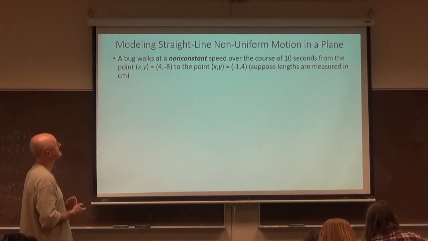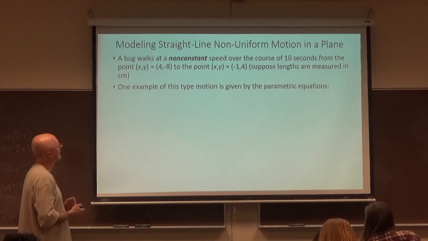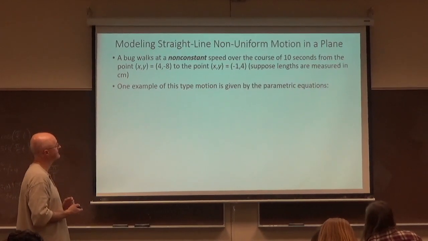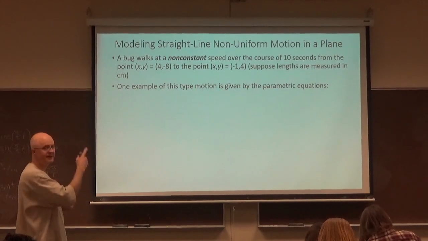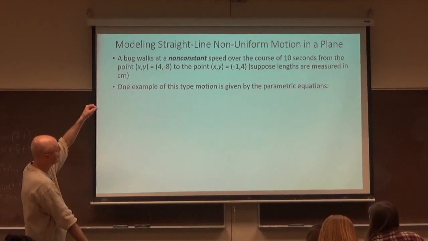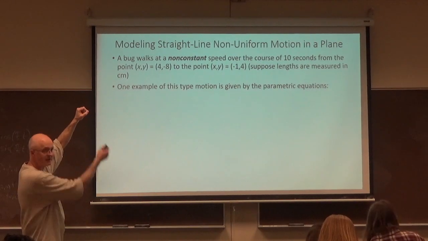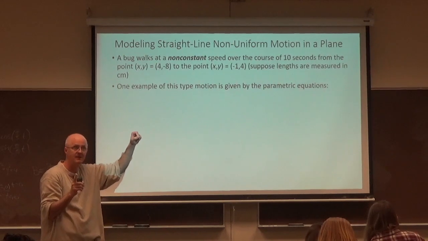What about a non-constant speed? Well, there are lots of possible answers because there are lots of possible non-constant speeds. Going back to the straight line here, by the way, if you didn't notice that: starting at (4, -8), ending at (-1, 4). Straight line. This is still going to be straight line motion, but not with a constant speed.